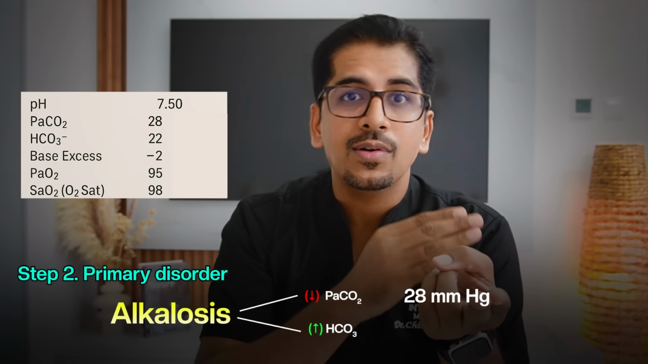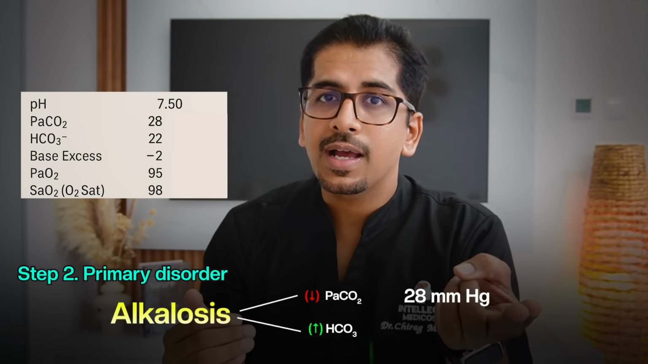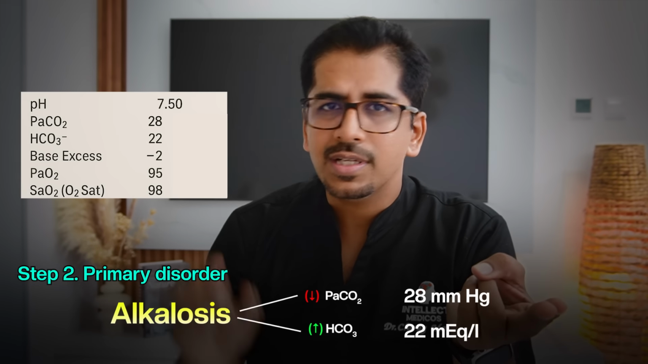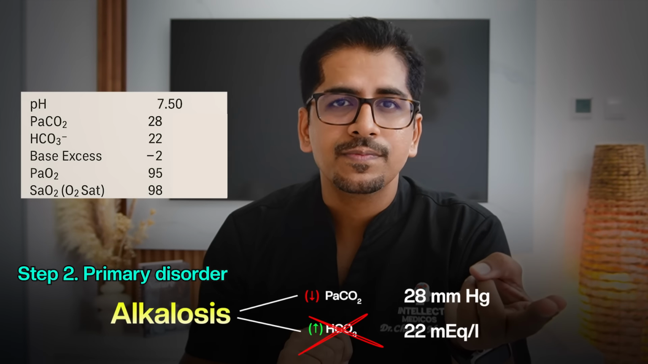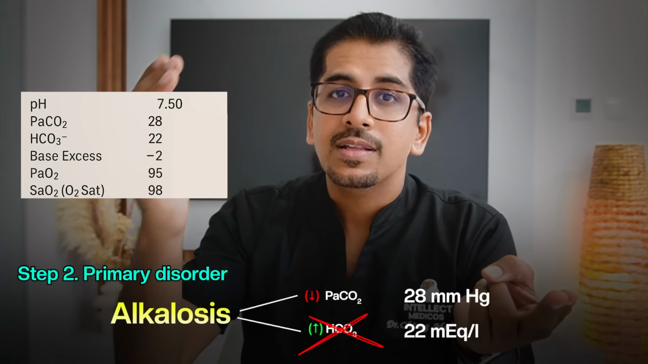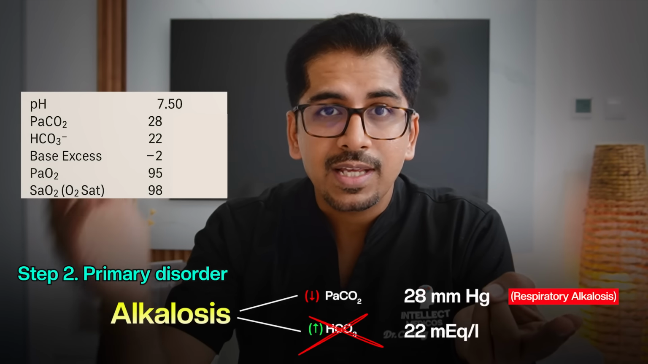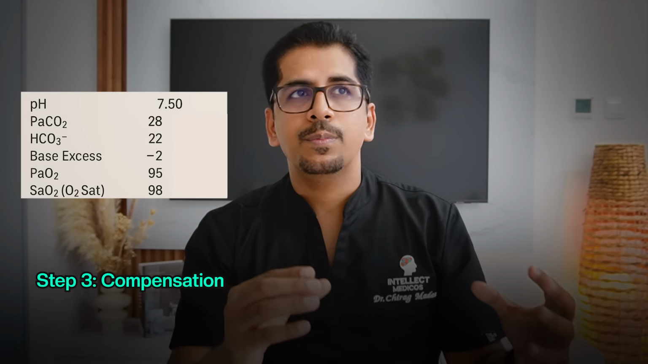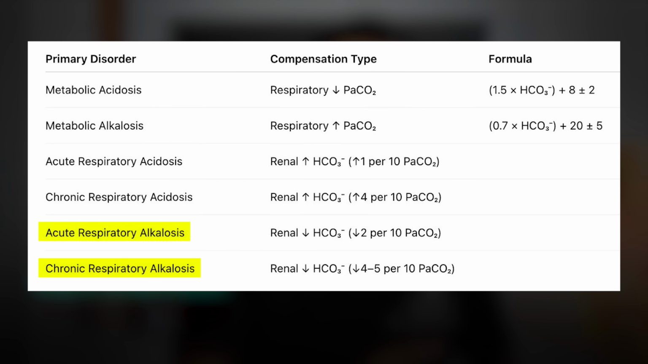Hence, it can cause alkalosis. And if you see the bicarb, that is 22, the lower side of the normal range. Hence, it cannot cause alkalosis. So in this scenario, the primary disorder becomes respiratory alkalosis. And the third step is calculating or checking the compensation. Now, before going into that, in respiratory scenarios, we have two possibilities: either it can be acute or chronic.